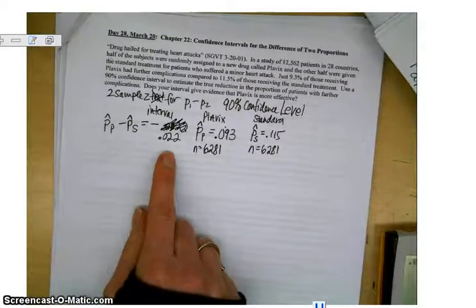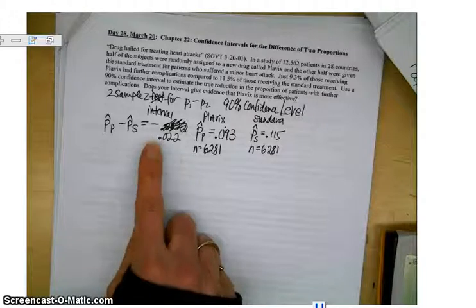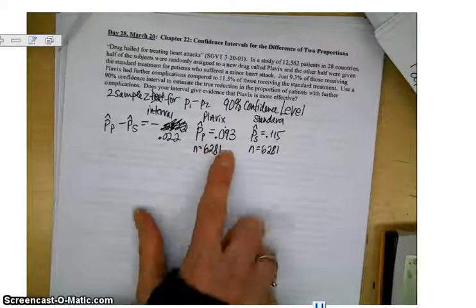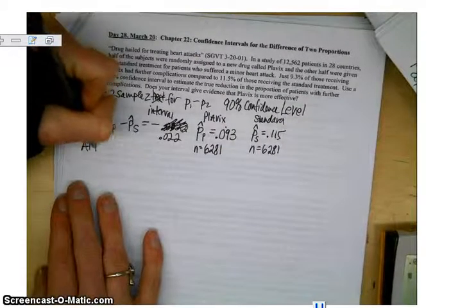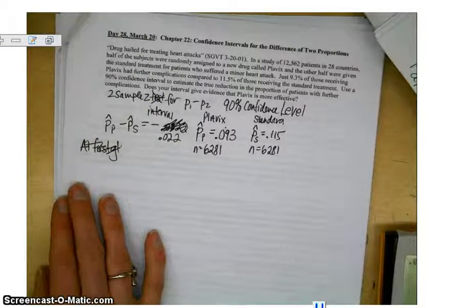Okay, so does there appear to be a difference? Does Plavix appear to be better? Because the difference is negative, if Plavix is actually better, this percent is less. So, step one, at first glance, nope. How did I start wrong?